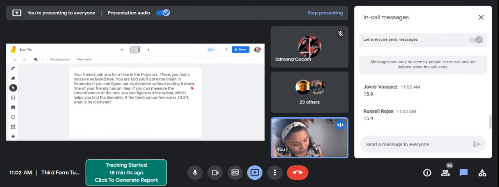It says, and let me read it, your friends join you for a hike in the Poconos. There you find a massive redwood tree. You are told you'll get extra credit in geometry if you can figure out the diameter without cutting it down. One of your friends has an idea. If you can measure the circumference of the tree, you can figure out what the radius is, which will then help you find the diameter. If the tree circumference is 43.2 feet, what is the diameter?